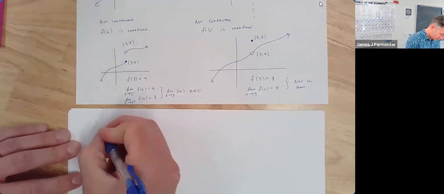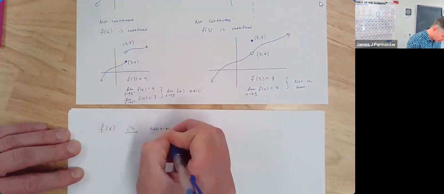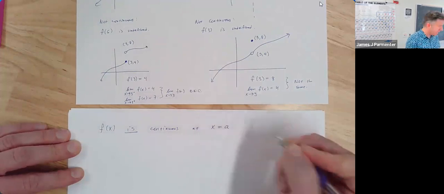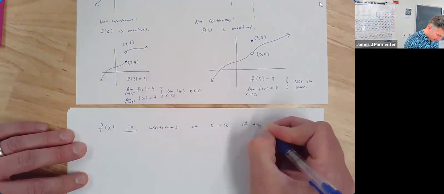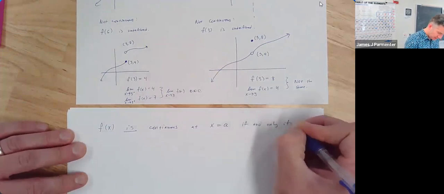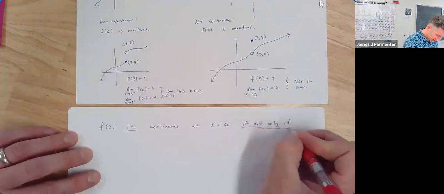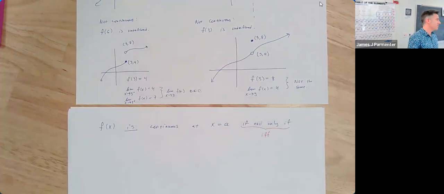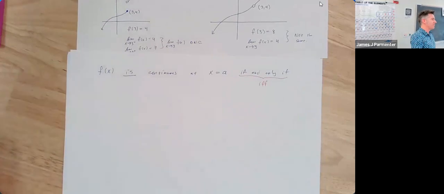So f of x is continuous at x equal to some number a if and only if. I should point out that people abbreviate if and only if as an "if" with two f's, so if you see it written that way, just in case you ever see that. It's lazy, right? It's why we write natural ln instead of log base e, because we're lazy. We don't want to write too many letters.